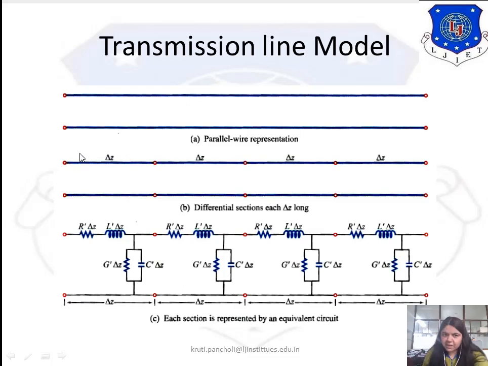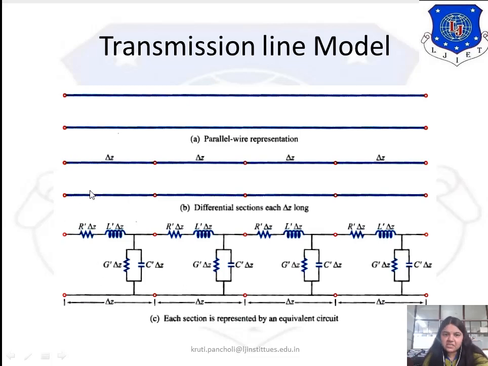By magnifying this delta Z portion, we can see the wire. The wire always has resistance, so a resistance appears in the line. There is also a wire, so inductance is available. There are two parallel wires, so it will act as a parallel plate capacitor. There is a capacitor present in between, and there is some charge leakage between the two lines, so that is why conductance is present.